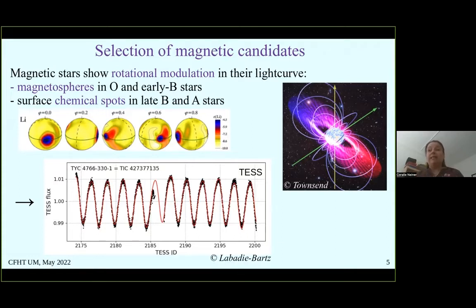In both cases, it results in a light curve like the one you see at the bottom here, which is a TESS light curve of a magnetic star. And you very clearly see this rotational modulation due either to a magnetosphere or to chemical spots. So if you see this kind of modulation in a TESS light curve, it is very likely that this star is magnetic. And this is how we select our magnetic candidates.